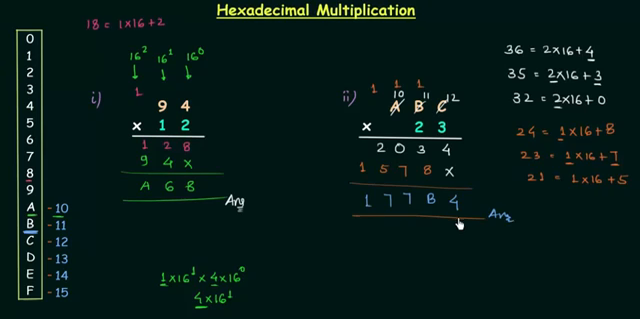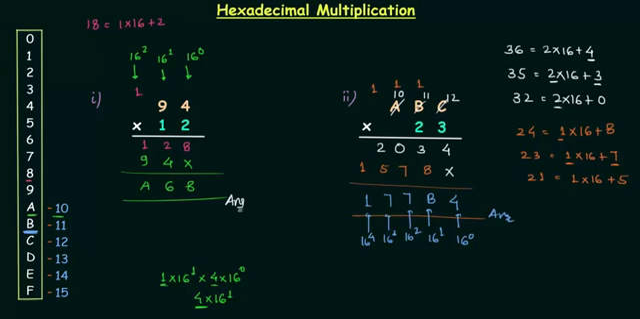This is the answer. This position has a weight of 16 raised to power 0. Then we have 16 raised to power 1, 16 raised to power 2, 16 raised to power 3, and finally we have 16 raised to power 4. I think these two problems are enough to explain hexadecimal multiplication.